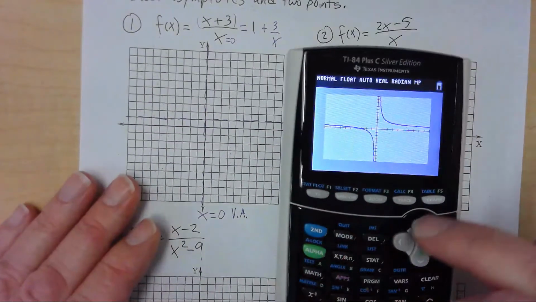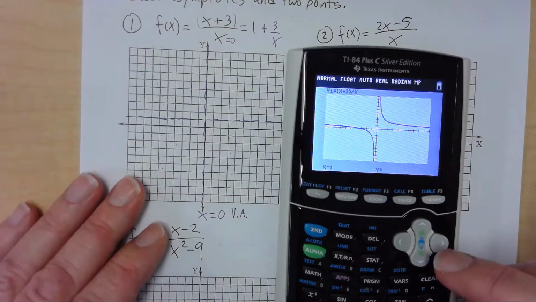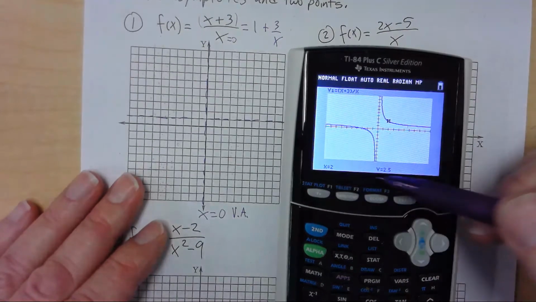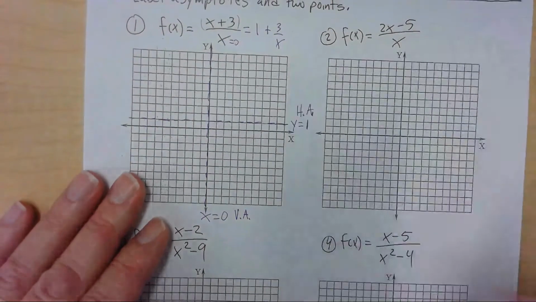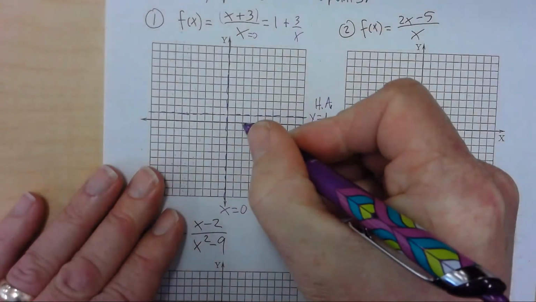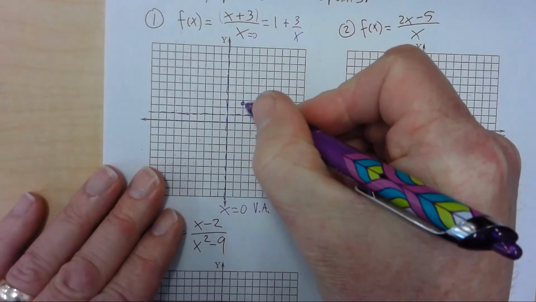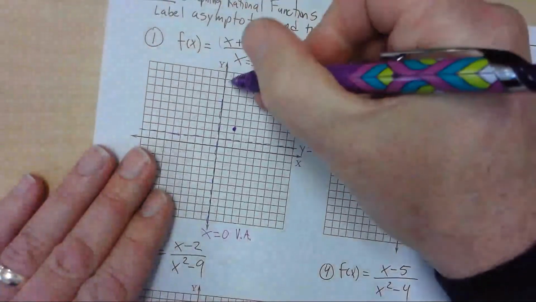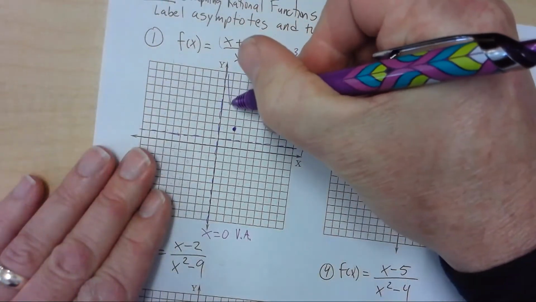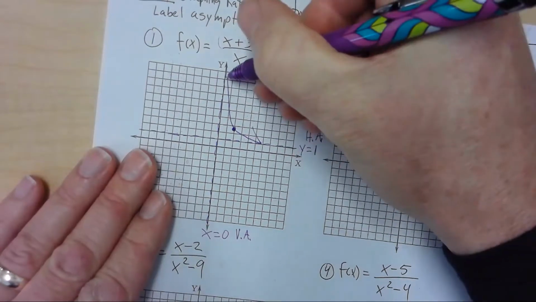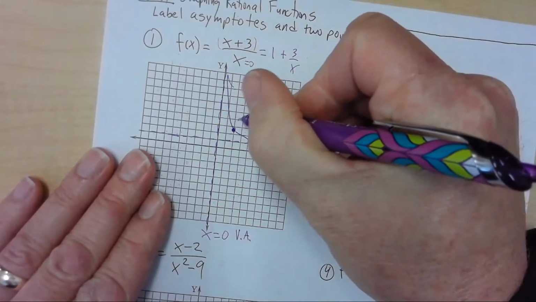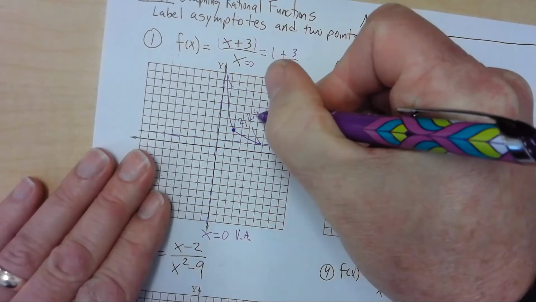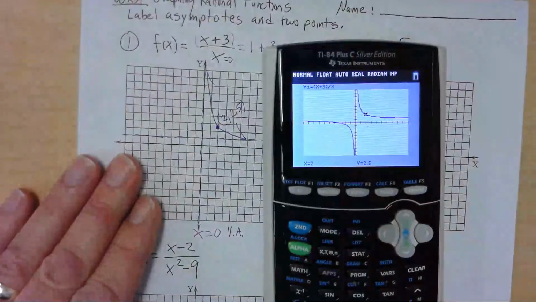So hit the trace key with me, and how about a point in here? So I'm going to put 2 in. If I put in 2, I get 2.5 back. So I'm going to go over 2, up 2.5. So that's where it goes through, and then I know that it's in this boundary area here, so I'm just going to make it curve like so. And so this point here is over 2, up 2.5. And I got that straight off the calculator.